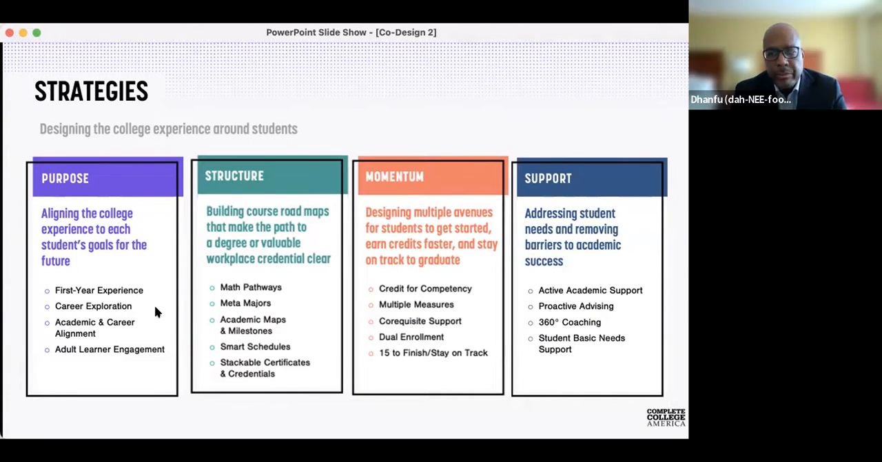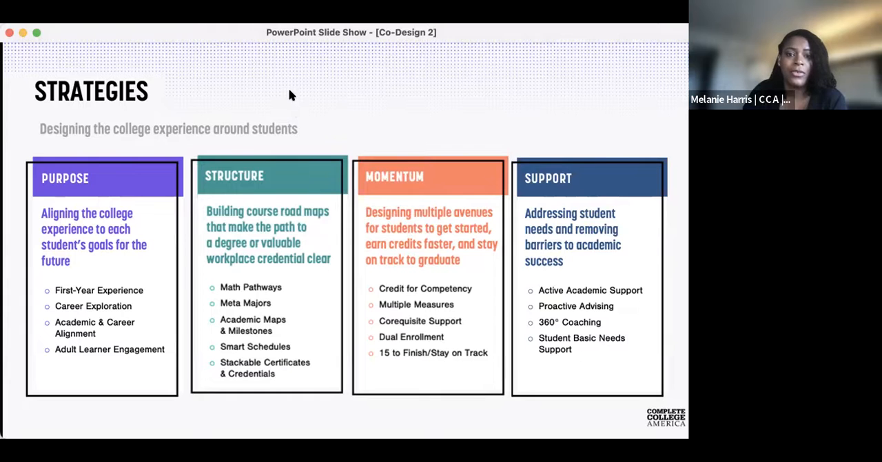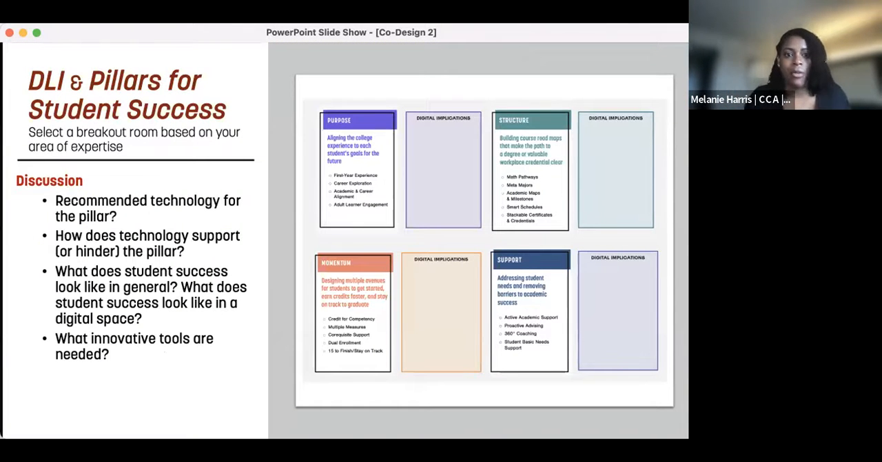Perfect. Thank you. So we're going to open up breakout rooms by pillar. I can go back so you can see the strategies in just a second, but you'll select a breakout room based on either your area of expertise or the pillar that you could inform the most. And I'll drop the prompt in the chat. The prompt is thinking of how you've defined student success specifically for the pillar. How could digital learning be used to support it? So what are those recommended technologies? How is technology supporting or maybe even hindering the strategy? What should we keep in mind as we dive into this work based on those 4 pillars?